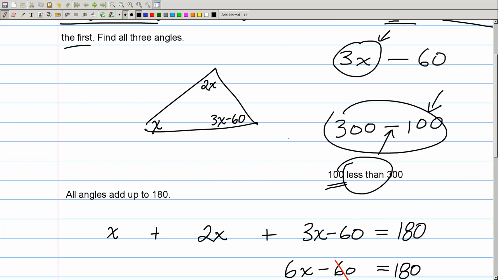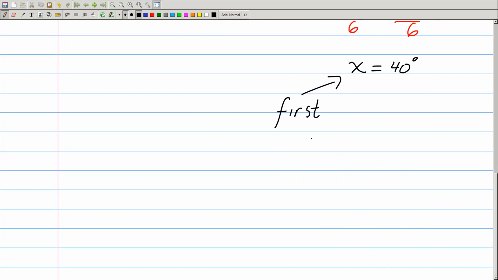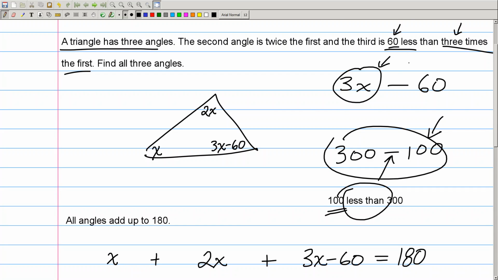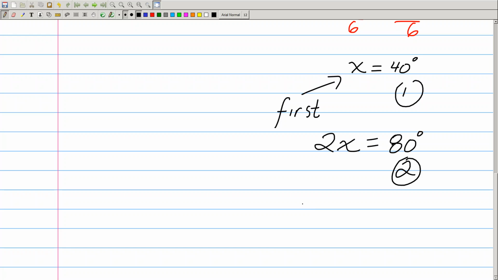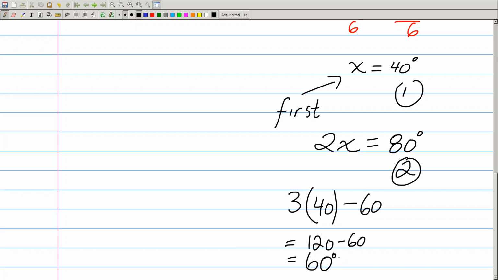How do you get the second angle? The second angle is twice the first, so I take 40 and I double it. 2x is going to be 80 degrees. That's the other angle. So this is the first angle, second angle, and the last angle is 60 less than 3 times the first. So I triple 40, and I take away 60 from that, and that is my third angle. 120 minus 60, that's 3 times 40, and I get 60 degrees. That, ladies and gentlemen, is my third angle.